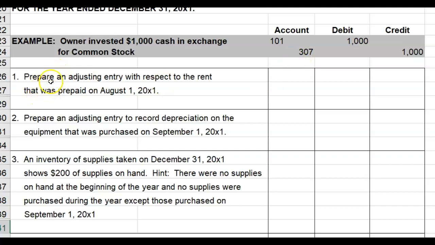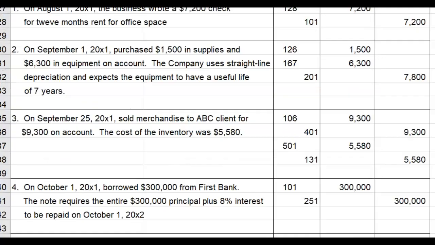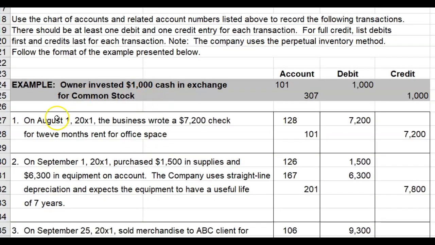So the first journal entry says prepare an adjusting entry with respect to the rent that was prepaid on August 1st, 20X1. Well, it's December 31st, 20X1 now, and what we need to do is look at the actual journal entry and transaction on August 1st. So I'm going to click on the JE tab, Journal Entry tab, and take a look at that transaction and the journal entry we wrote for it. On August 1st, the business wrote a check for $7,200 for 12 months office rent.